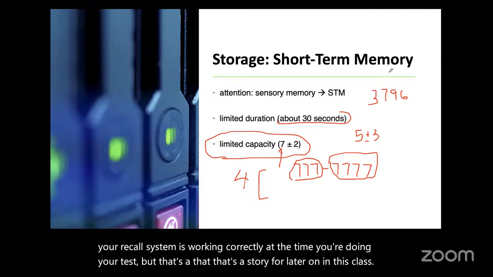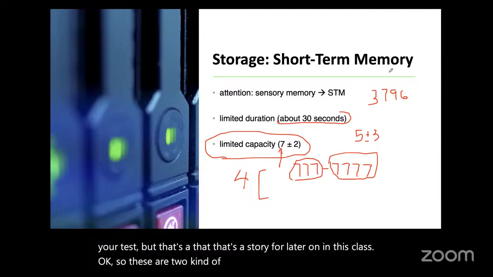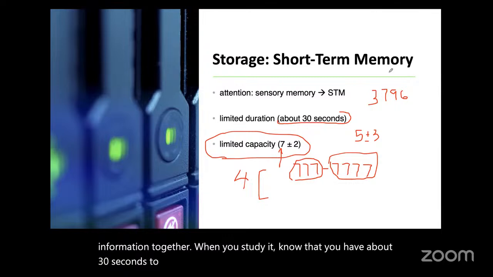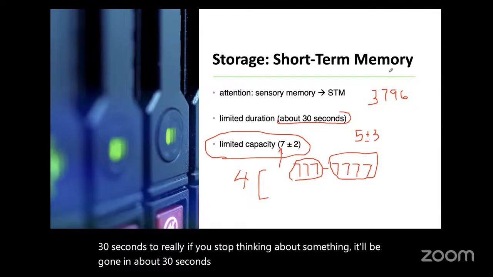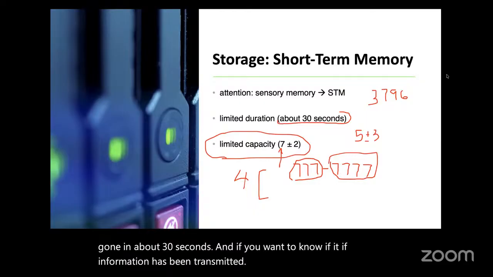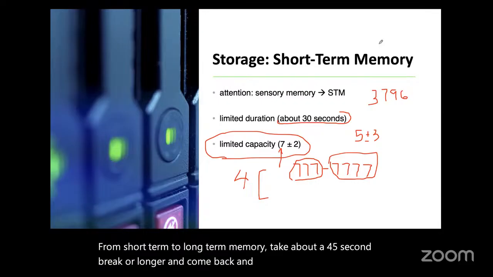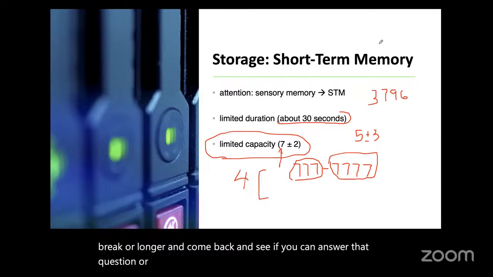Okay, so these are two kind of good study skills. So chunk information together when you study it. Know that if you stop thinking about something, it'll be gone in about 30 seconds. And if you want to know if information has been transmitted from short-term to long-term memory, take about a 45-second break or longer and come back and see if you can answer that question or that concept correctly. So those are some study skills to kind of consider.